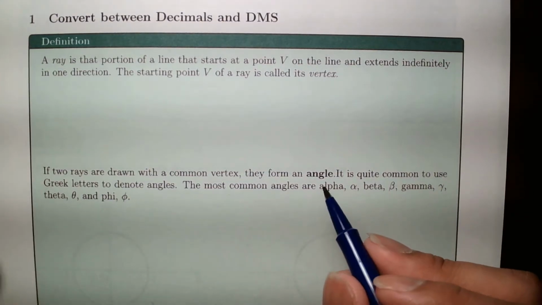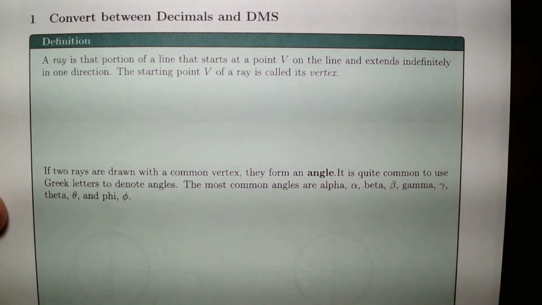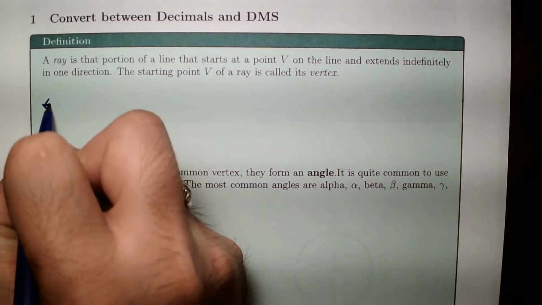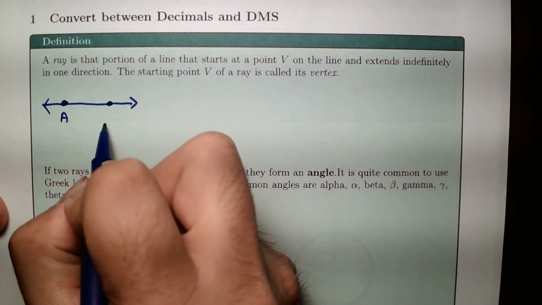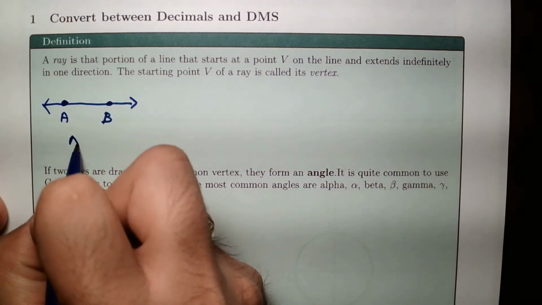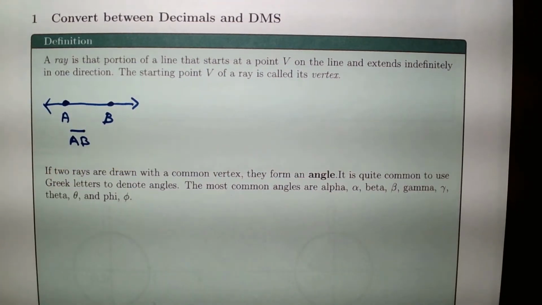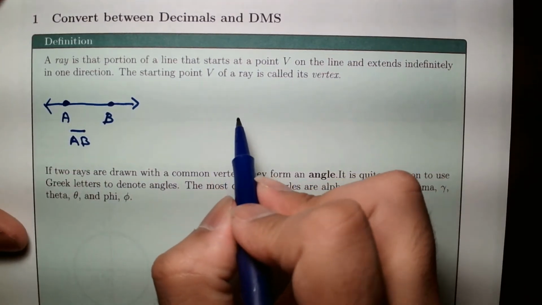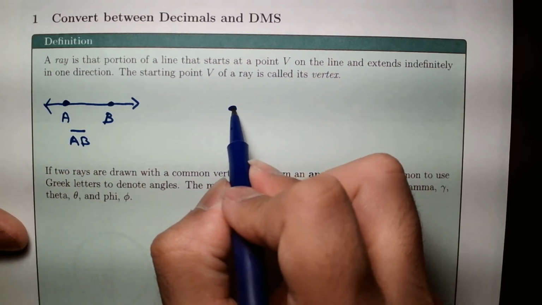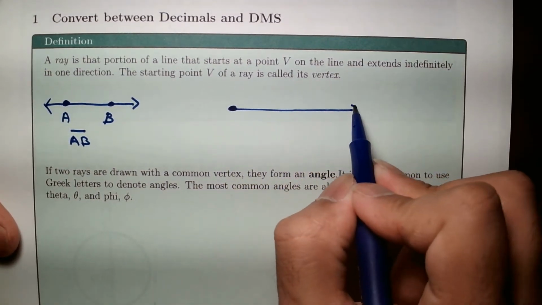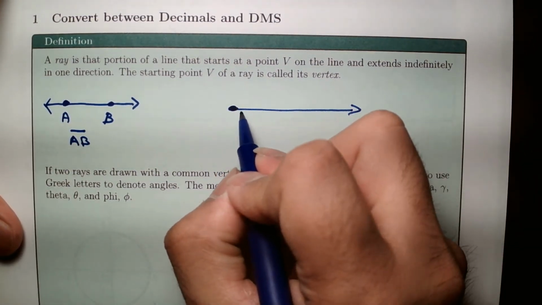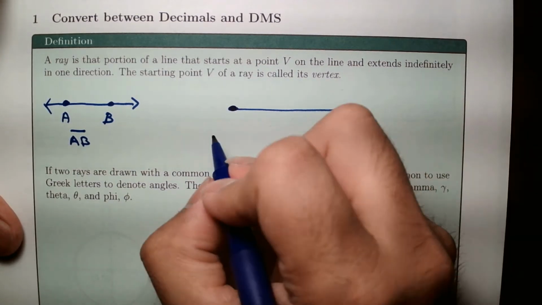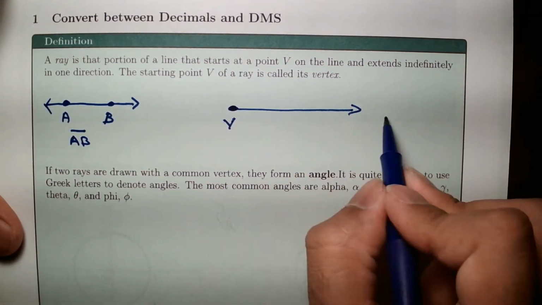First of all, let's make a distinction between a ray and a segment. For example, this right here is a segment that goes from A to B. All right, as opposed to a ray that goes from the starting point and goes indefinitely, all the way to infinity. So this is V, the vertex, and this is called a ray.